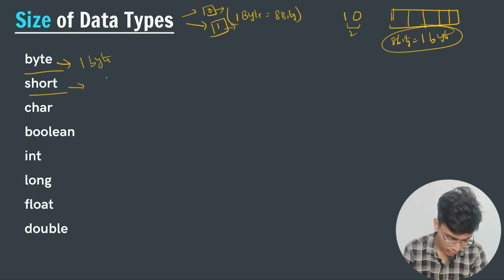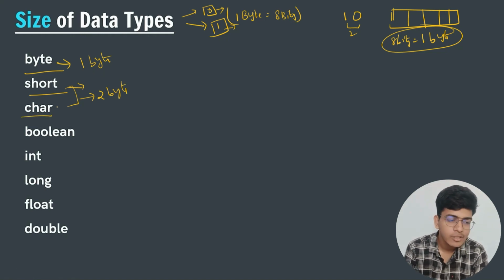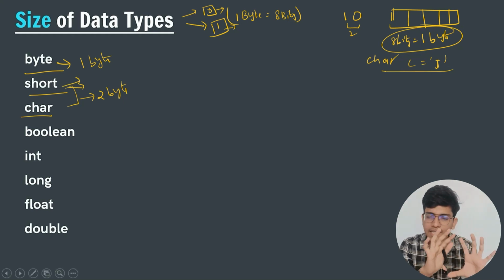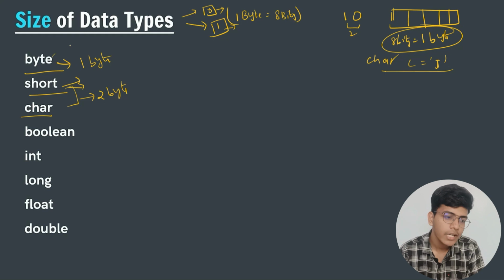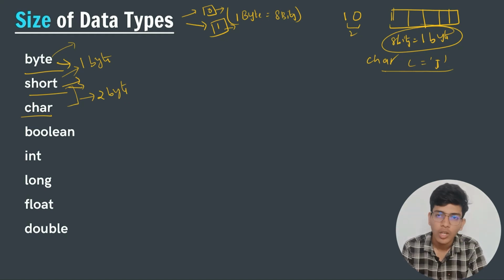And short, comma, char size is 2 bytes. So these are the different data types in our Java. Char is used to store characters. Suppose I want to store the value j, so I will write char c is equals to j. It will store letters. Short will store numbers, and each and every data type will have some range. Byte will have some range, short will have some range. I can't recall the ranges right now, but I will provide you the PDF after this video and you can see the range of each and every data type, right?